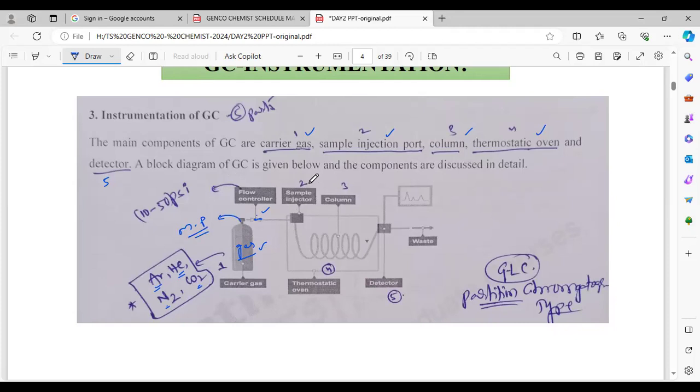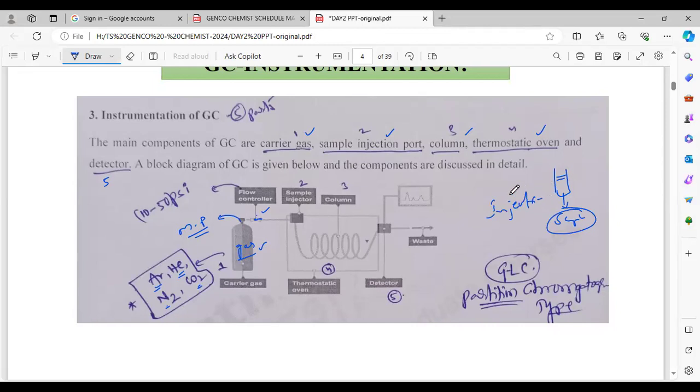And the next one, the sample injection port. Here, a regular injection is taken. Suppose you are doing some experiment, and some sample is coming out of this, and this sample is taken in an injection.